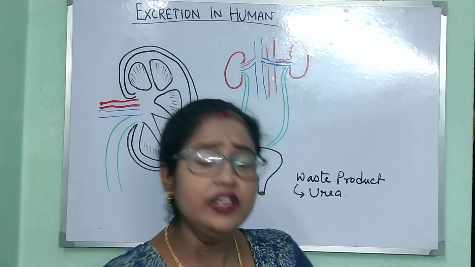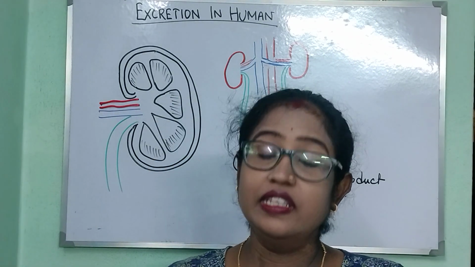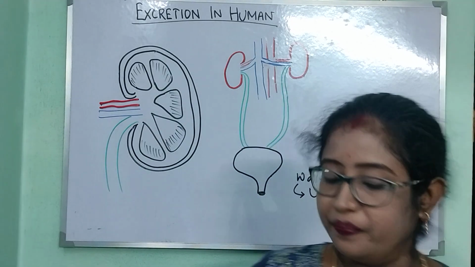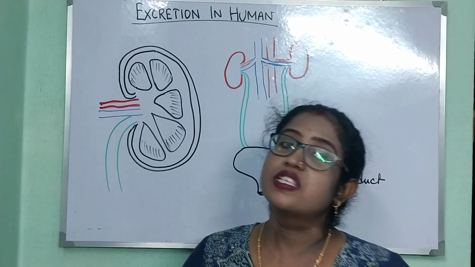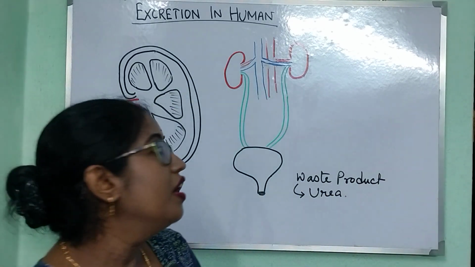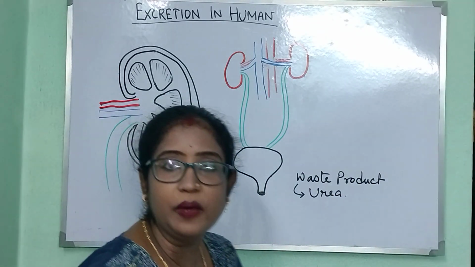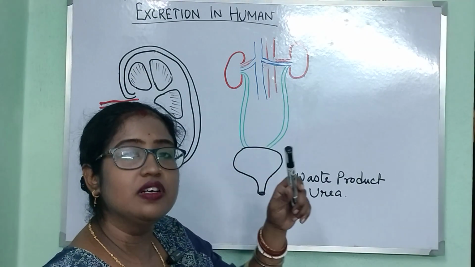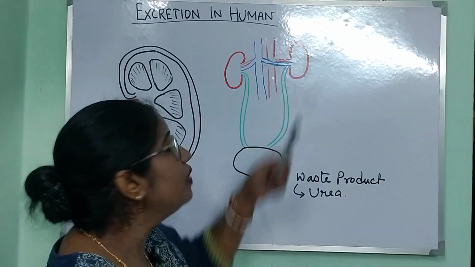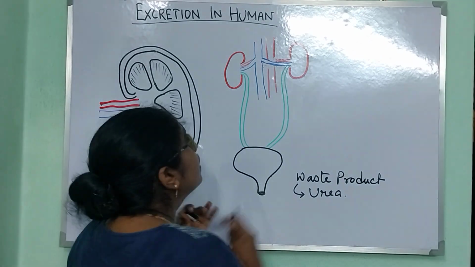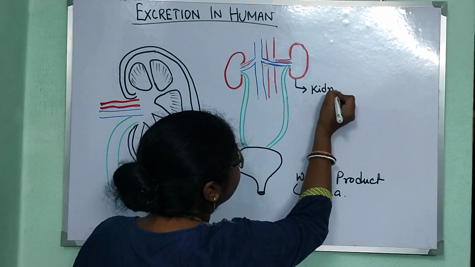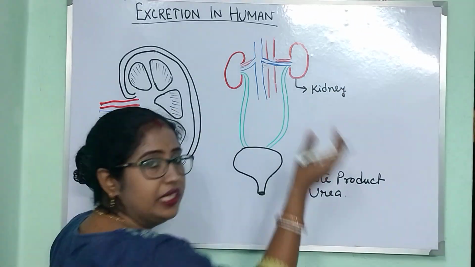So in today's session we will discuss the detailed structure of the human excretory system. The human excretory system consists of four parts. First is these two bean-shaped structures. These are known as kidneys. So this bean-shaped structure is known as kidney. They are two in number.